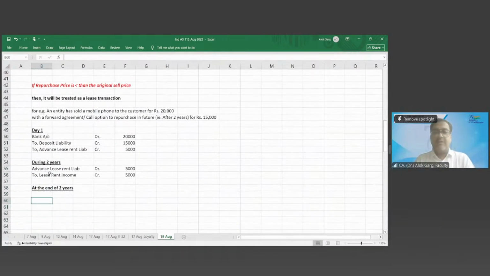Anushi, what is the accounting entry at the end of 2 years? Now I need to refund 15,000 rupees. I need to get back my mobile phone. I need to repurchase my mobile phone and I need to refund 15,000 rupees. So what is the accounting entry? Deposit liability account debit to bank account. Very good. How much? 15,000 rupees.